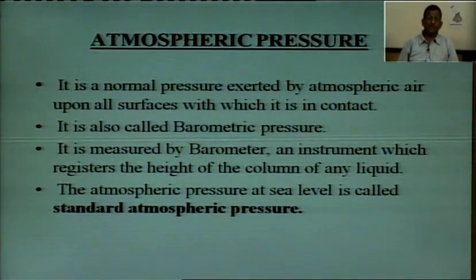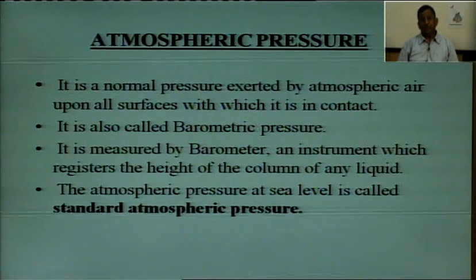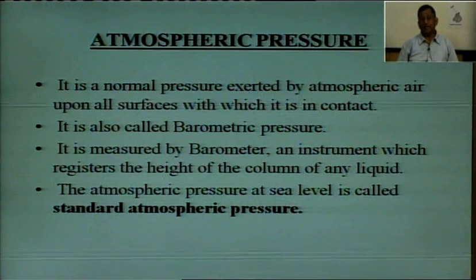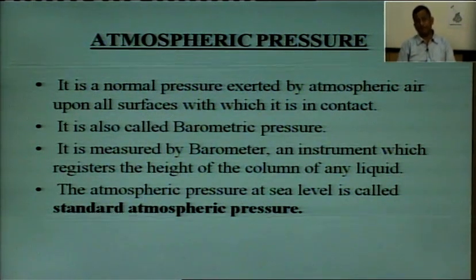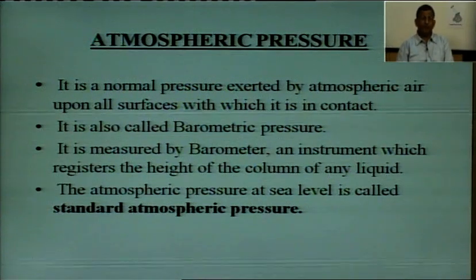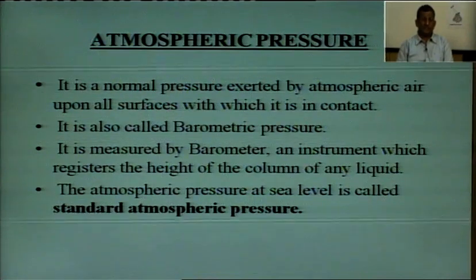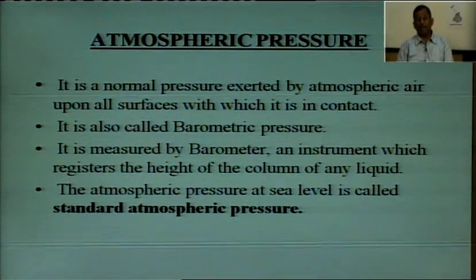We will now discuss atmospheric pressure. Atmospheric pressure is the normal pressure exerted by atmospheric air upon all the surfaces with which it is in contact. It is also called barometric pressure. It is measured by an instrument known as a barometer. A barometer is an instrument which registers the height of a column of any liquid.